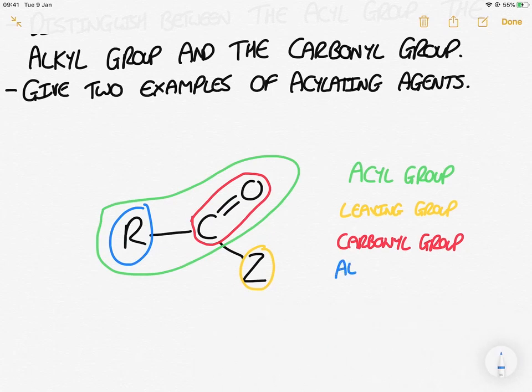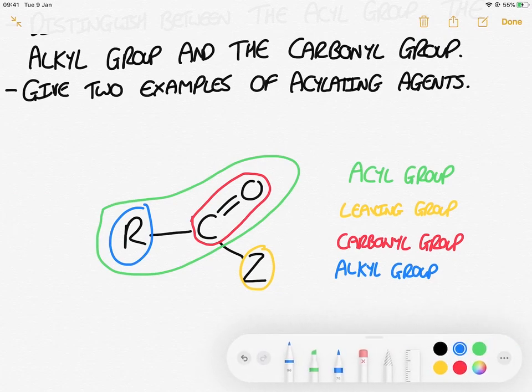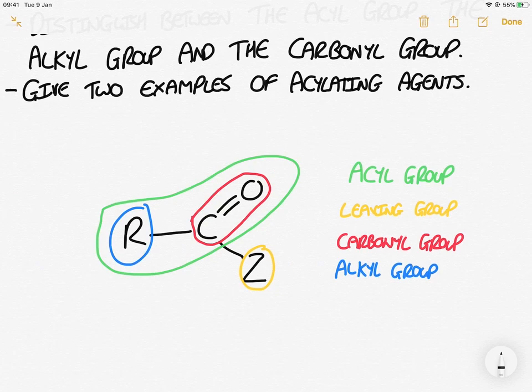and the thing represented by R, we didn't do this much before, but it is called an alkyl group. So that'll be CH3 or CH2CH3 or CH2CH2CH3 and so on. Some kind of hydrocarbon chain of varying length. Usually just CH3 most of the time at A level.